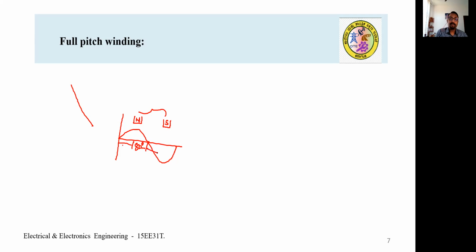Another pole is responsible for another 180 degree of induced voltage. So including both, we can have 360 degree. That means one pole pitch is nothing but 180 degree electrical. Here we are using one more term: what is meant by electrical degrees?